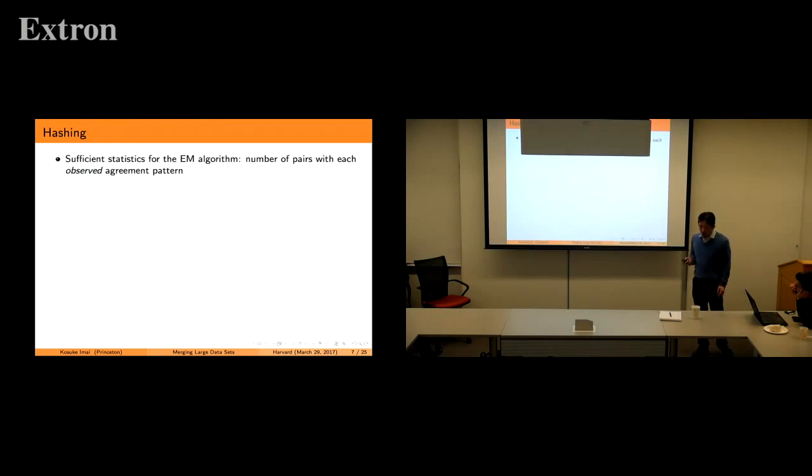Okay, so the way this EM algorithm works is with sufficient statistics. All the statistics that you need to calculate are actually just the number of pairs with each observed agreement pattern. So you have to count how many pairs have all identical values across all fields. How many pairs have names different, but everything else the same? How many pairs have all different? You just basically have to count. So the question is really how quickly can you count? That's basically the game.